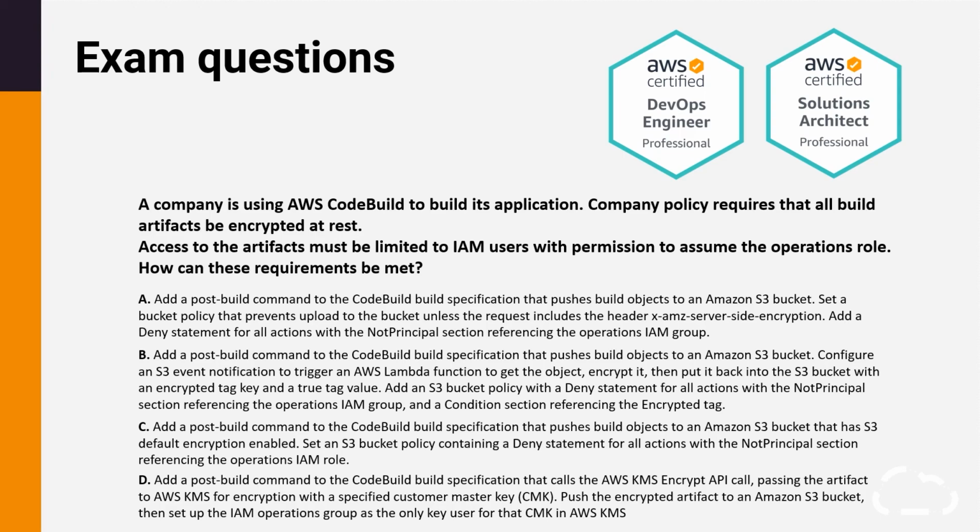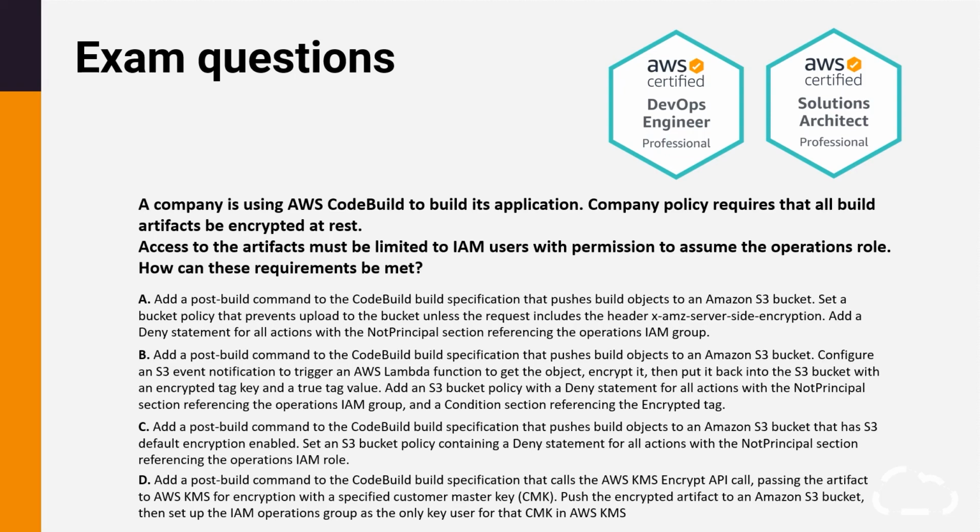C. Add a post-build command to the CodeBuild specification that pushes build objects to an S3 bucket that has S3 default encryption enabled. Set an S3 bucket policy containing a deny statement for all actions with a NotPrincipal section referencing the operations IAM role.